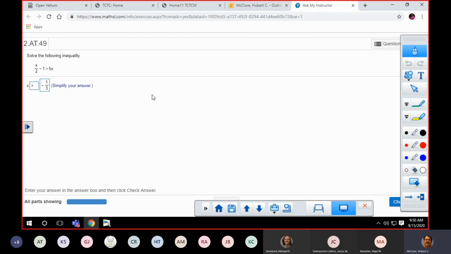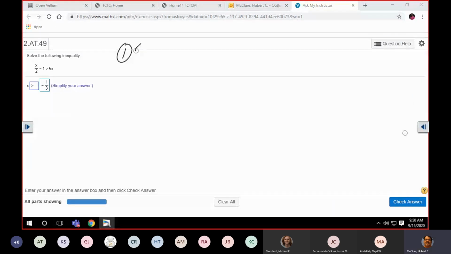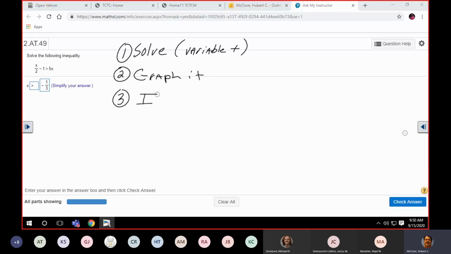Okay, so this is a standardized test question, and when you do this question, the first thing I want you to do is solve it, of course. Make sure you try to keep the variable positive. Always try to keep the variable positive. Then I want you to graph it, and then I want you to give me interval notation and set builder notation.